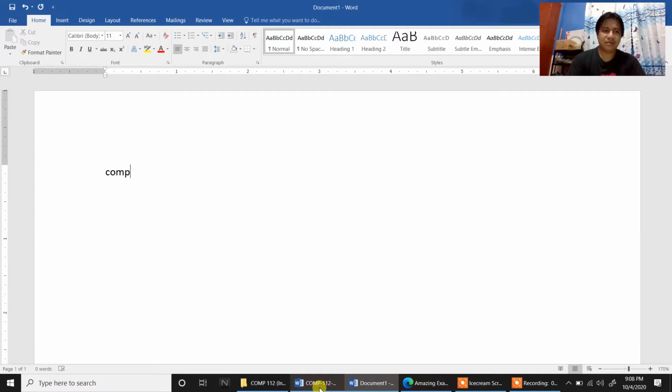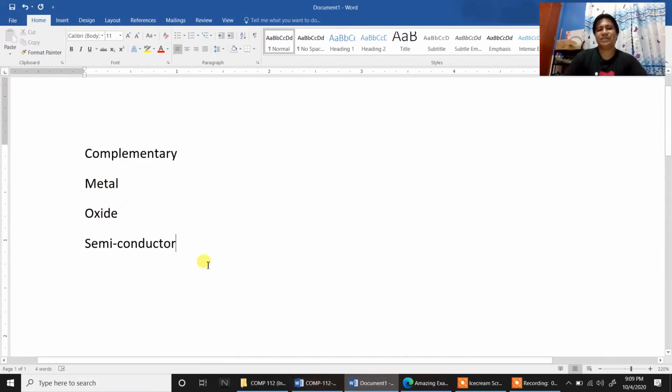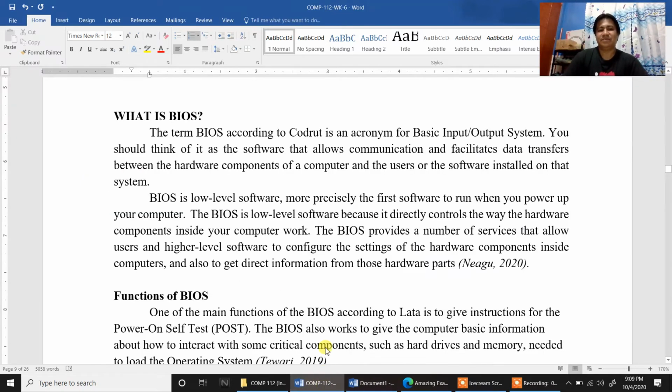So we have complementary metal oxide semiconductor. That is the meaning of CMOS, complementary metal oxide semiconductor. That is why it is commonly called CMOS BIOS. The BIOS is the embedded software inside the CMOS.